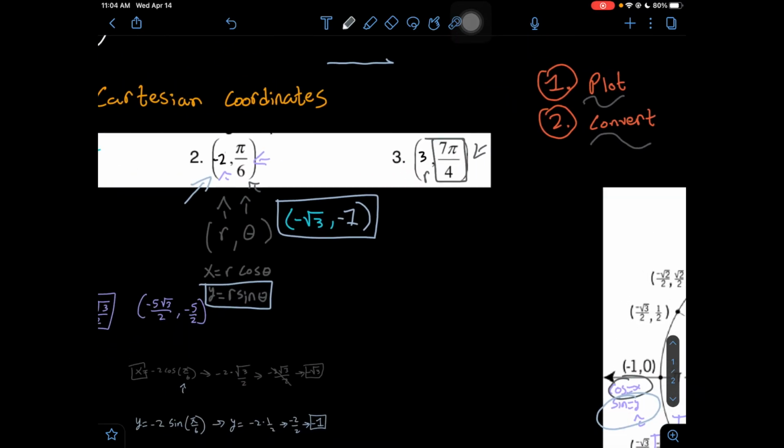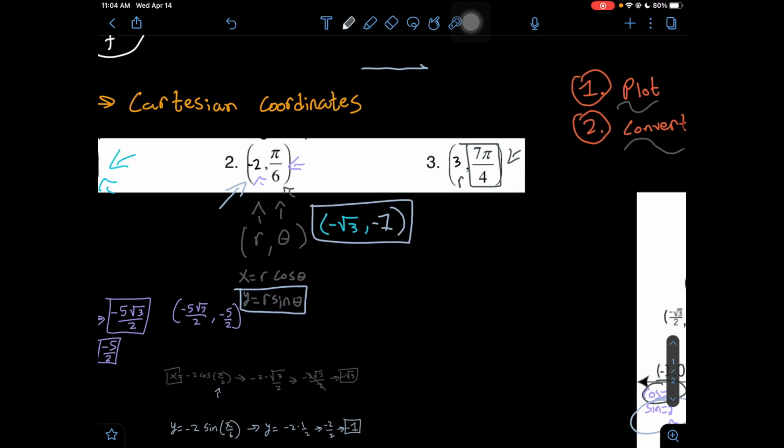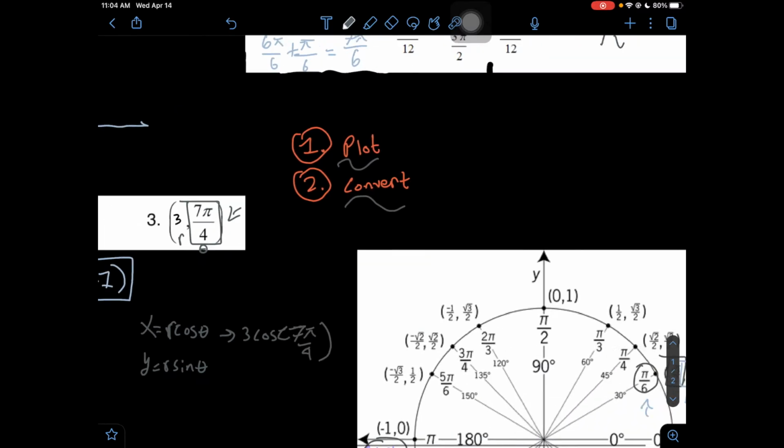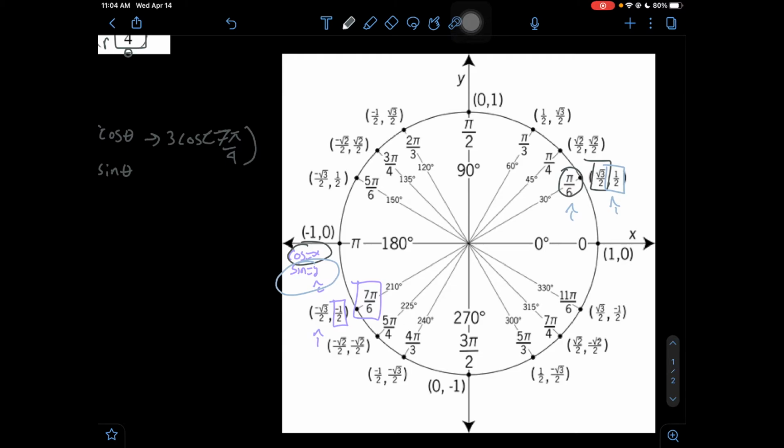Well, if you remember, we're going to do the same thing we just did in the last two. So we have x equals r cosine of theta, and y equals r sine of theta. Well, we know r is going to be 3, and theta is going to be 7 pi over 4. So we have 3 cosine of 7 pi over 4. Let's go back to our unit circle. We know that 7 pi over 4 is right here, and we need to find the cosine.